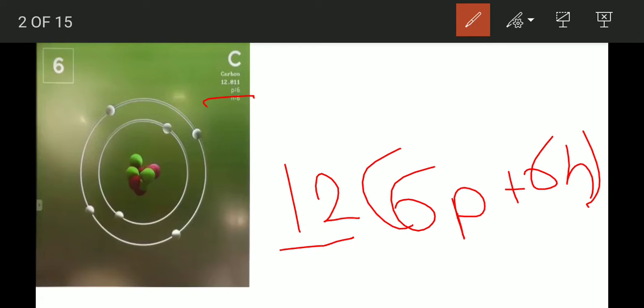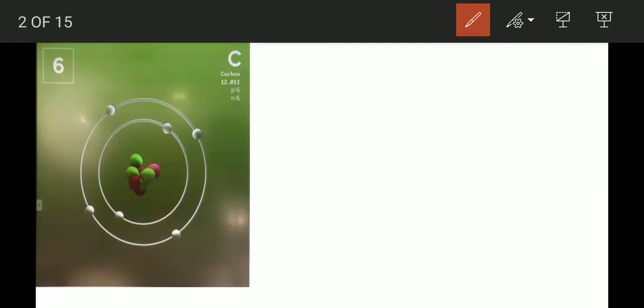Approximately it is 12. It has 6 protons and 6 neutrons. By adding this I got 12. That's why its mass number is also 12. See here. Now its electronic configuration is 2, 4. Carbon's electronic configuration is 2, 4.